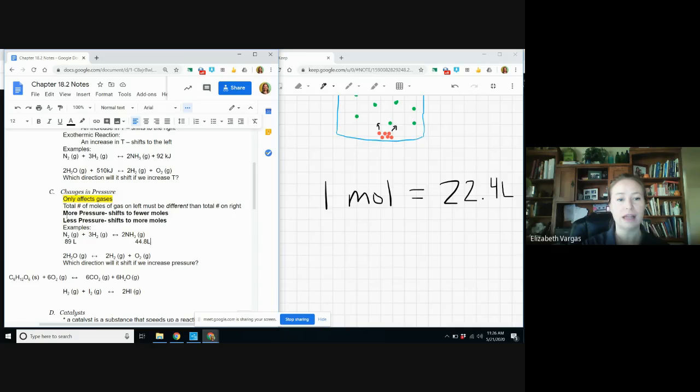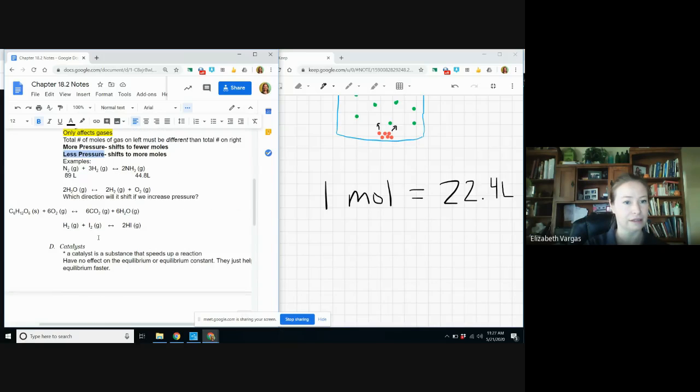Okay? Less pressure: if I make the container bigger so the gas molecules can spread out farther apart, then this will have more room. It's going to break apart into its nitrogen and hydrogen components, and it's going to take up more space. So if I lower the pressure of that one, it's going to shift to the left.